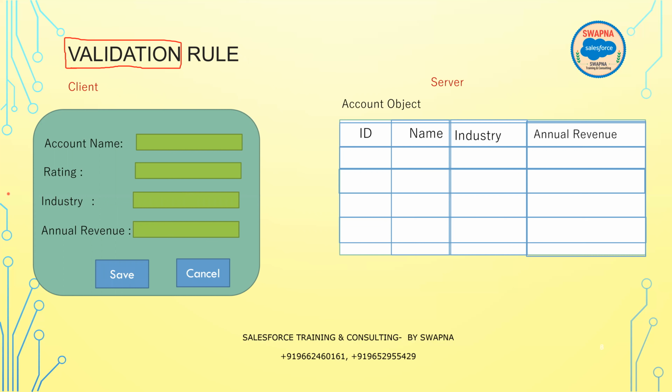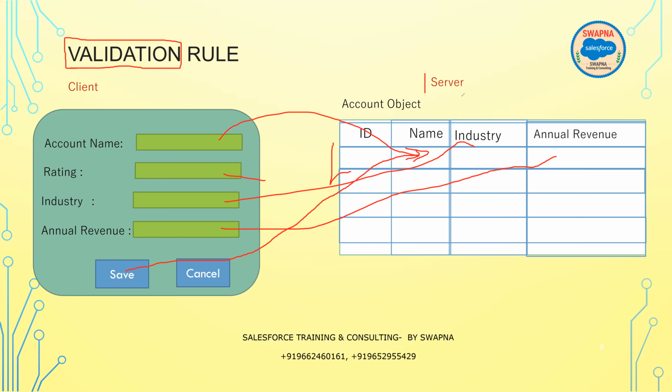As soon as they click on a save button, the data goes to the fields: account name goes to the account name, rating goes to the rating, industry goes to the industry, annual revenue goes to the annual revenue. As soon as I click on the save button, it inserts the data here. But before inserting the data on the server side, we are doing the validation.